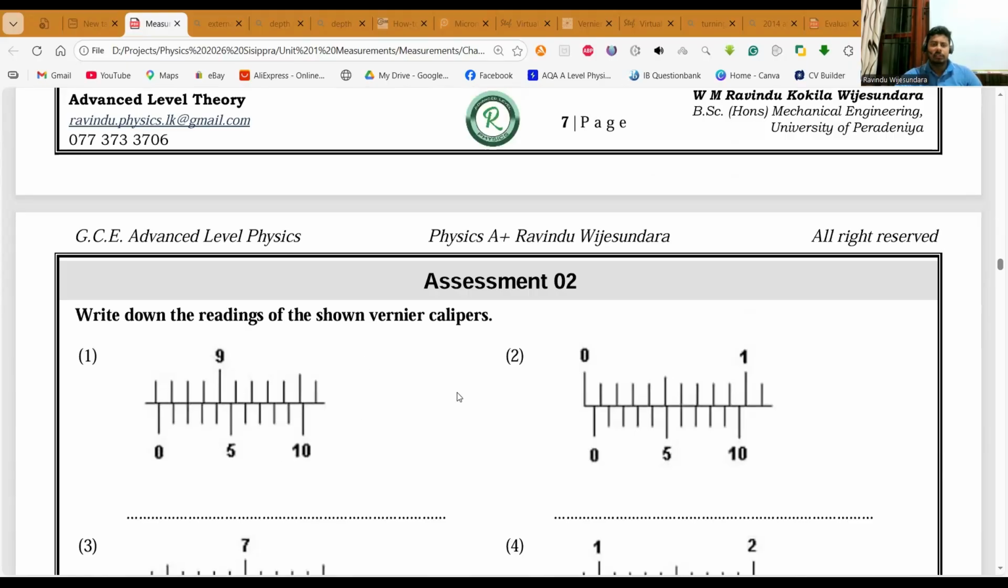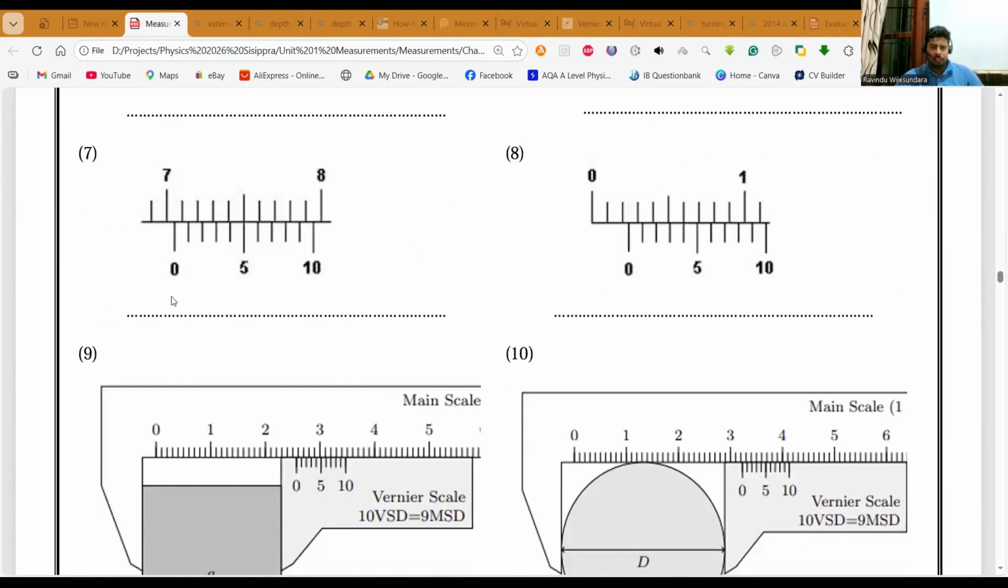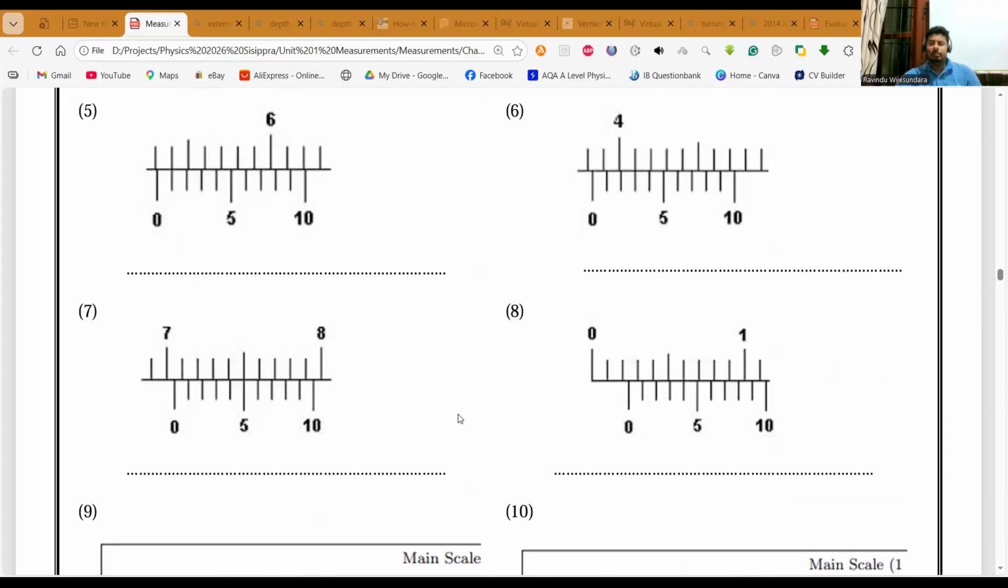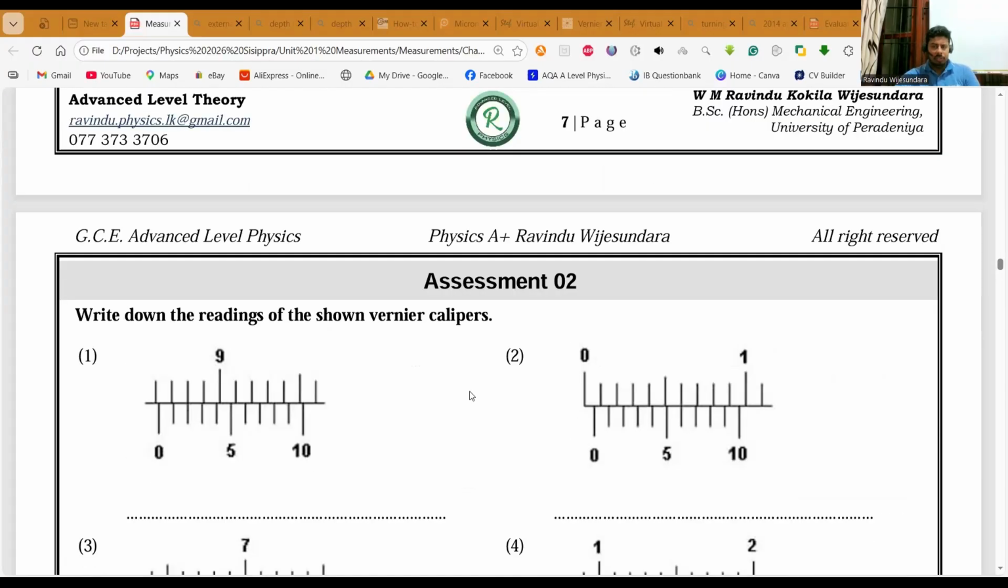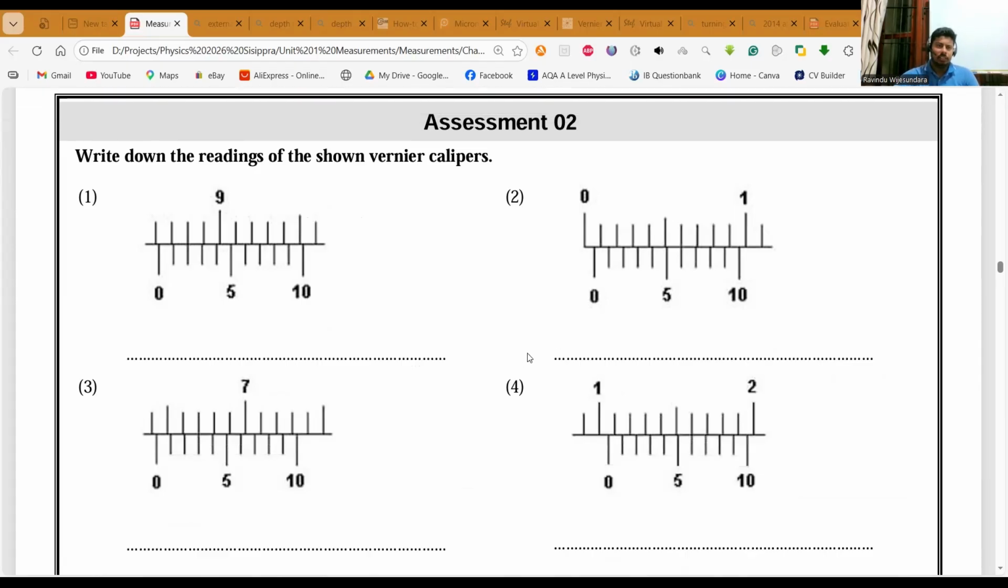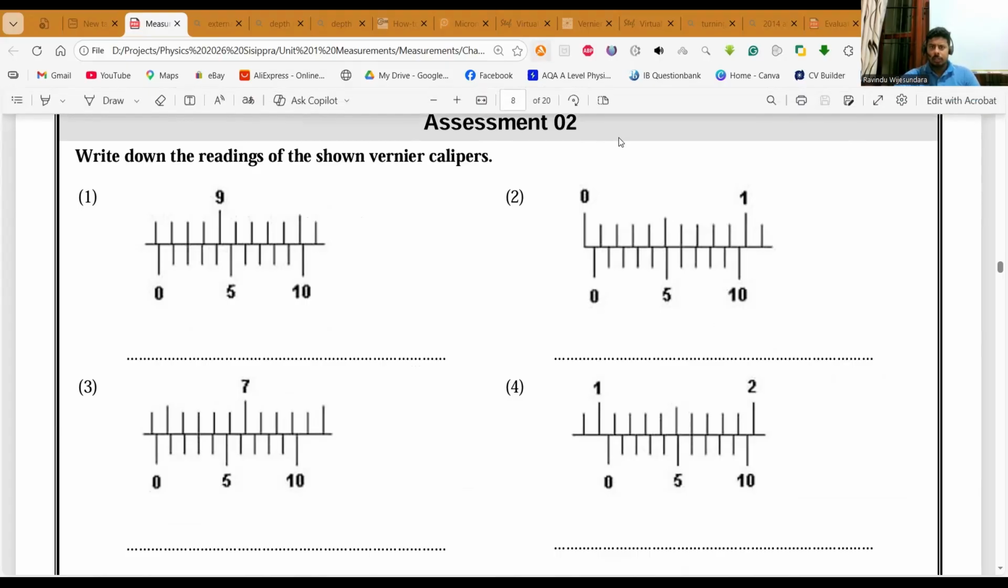For each and every vernier caliper example given here, up to 8, and for others also, the least count is 0.1 millimeters. Now what we have to do is write the reading of each and every one. Let's take some time and try to do this quickly. I will keep the screen like that. There are 4 vernier readings. Okay, quickly do this one.